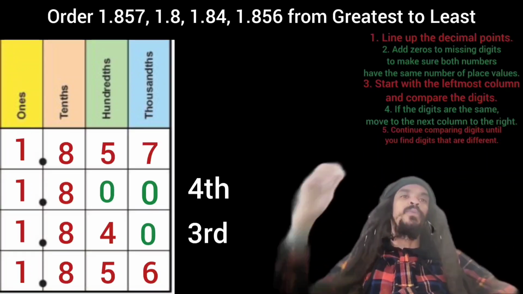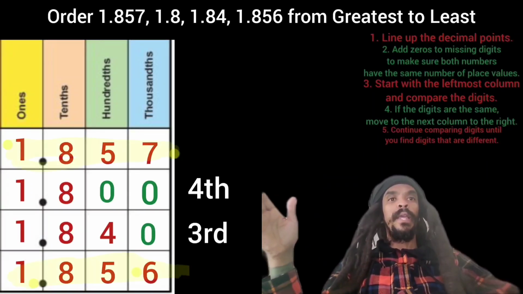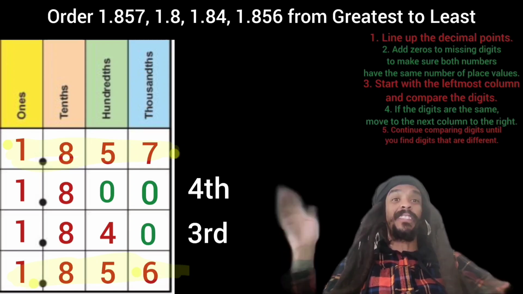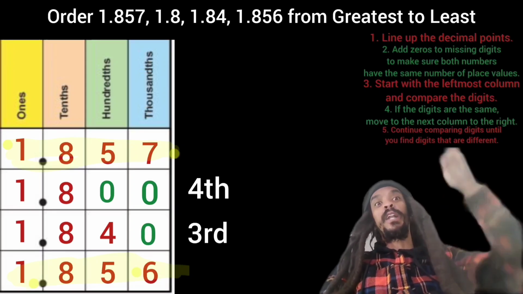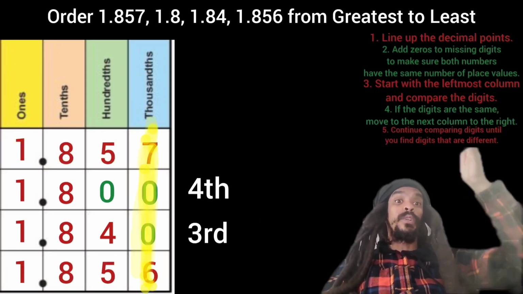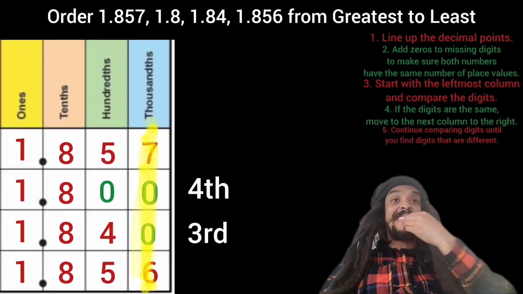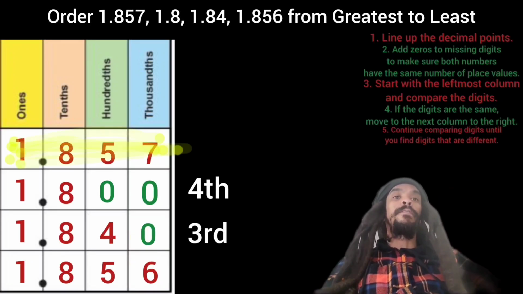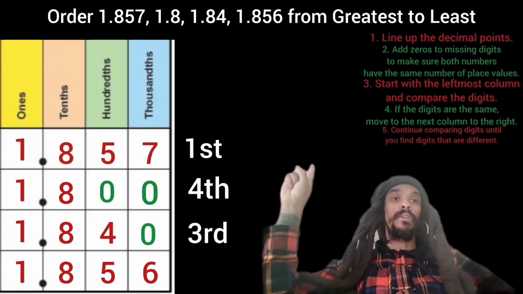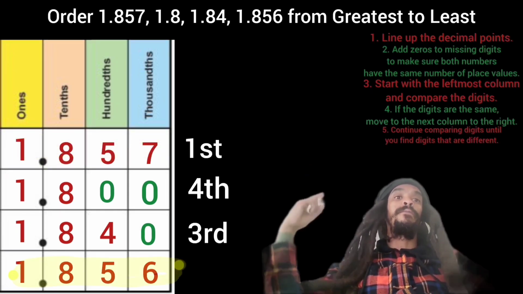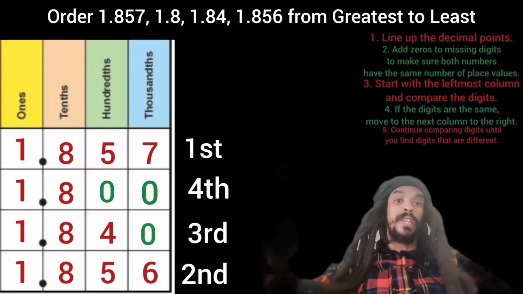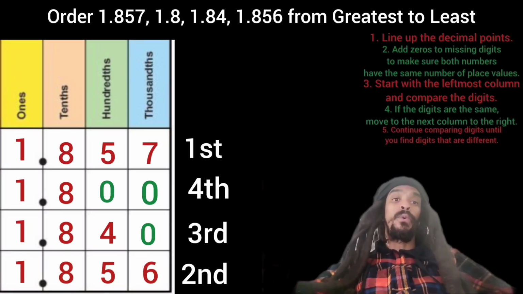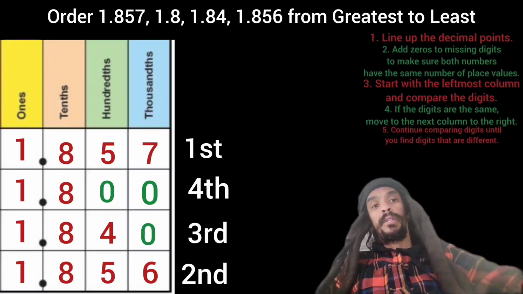So now let's see what we can do, because we have 1 and 857 thousandths and 1 and 856 thousandths left. So now we have to look at our thousandths place and see which one's bigger. And since we have a 7 versus a 6, we know that 1 and 857 thousandths is our largest number, and 1 and 856 thousandths is our second largest number. So we got our order: 1, 2, 3, and 4. Let's go ahead and label them. And that's where it's at.